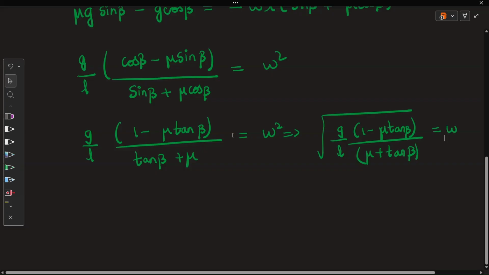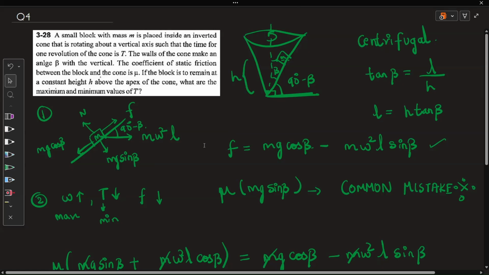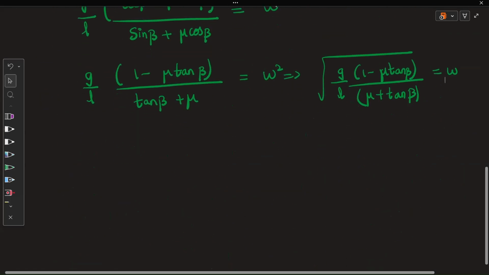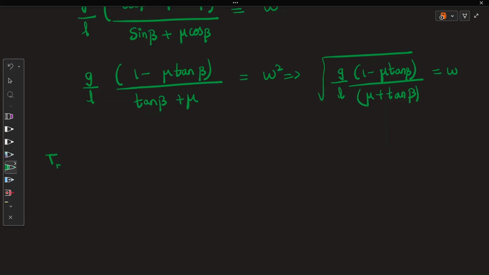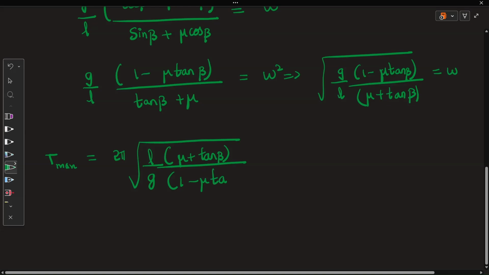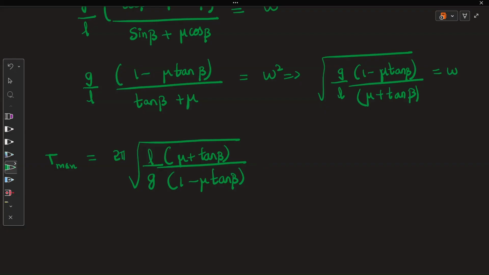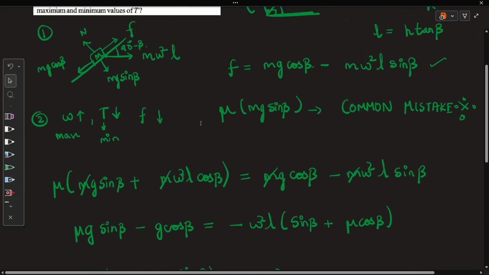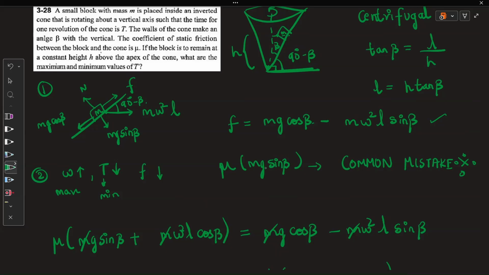which is omega. Now, in our case, what are we calculating? The T max, right? So T max would be 2 pi by omega. So 2 pi into under root L by g, mu plus tan beta, whole divided by 1 minus mu into tan beta. This works. This is the maximum time period. Similarly, you have to calculate the minimum time period using case 2.